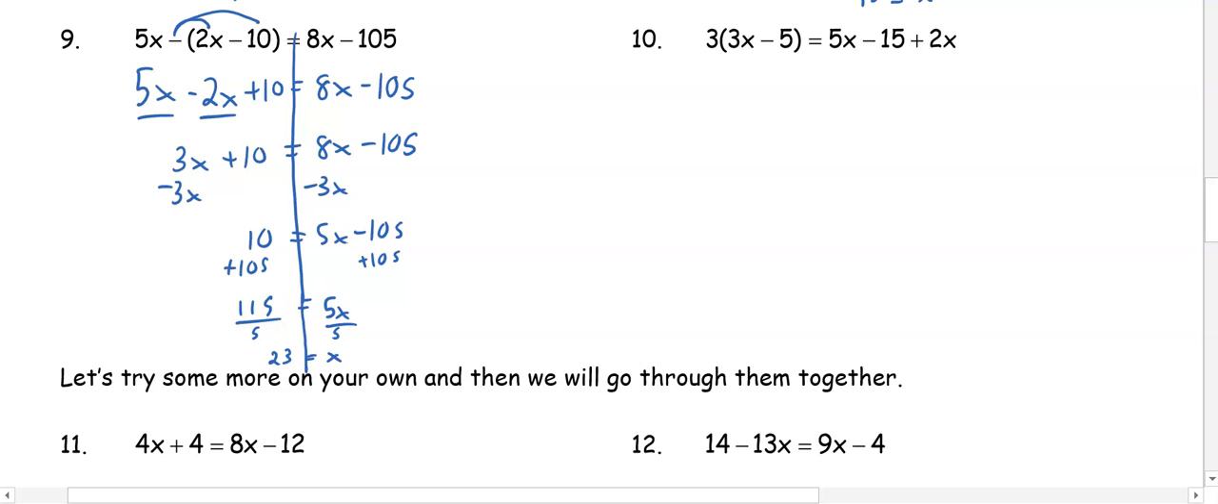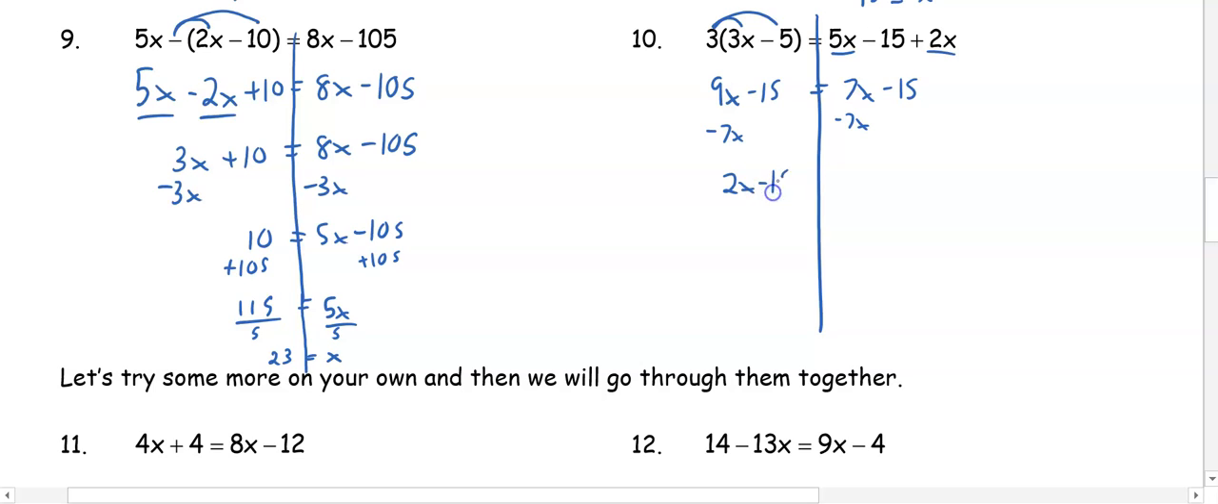In our last problem, 10, we have parentheses. We have to distribute the 3 on the left-hand side. So we get 9x minus 15. And on the right-hand side, we have to combine our x's. So we have 7x minus 15. We can subtract 7x on both sides. 2x minus 15 is equal to negative 15. We can add 15 to both sides. So we get 2x is equal to 0. When you divide by 2, x is 0.